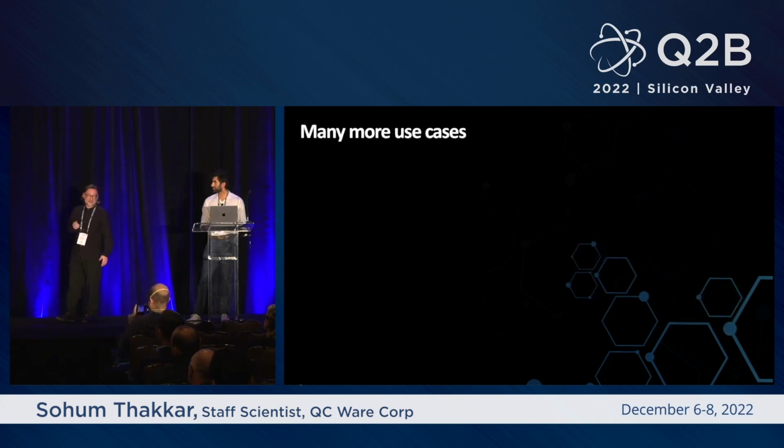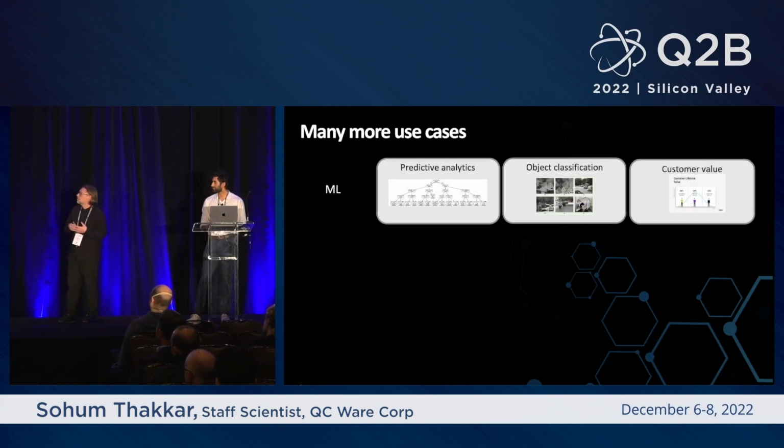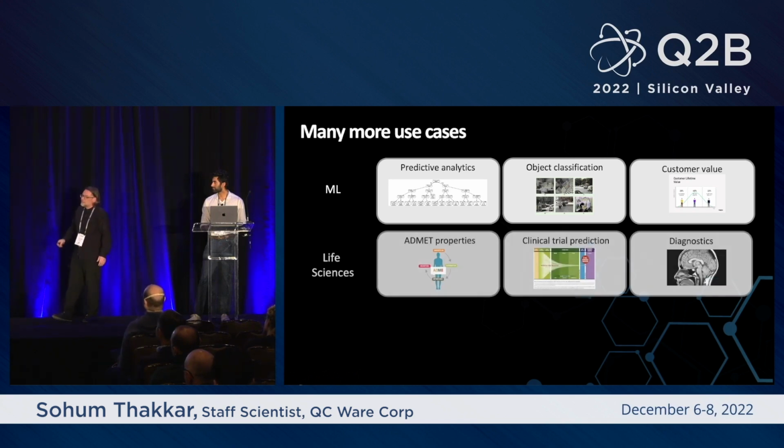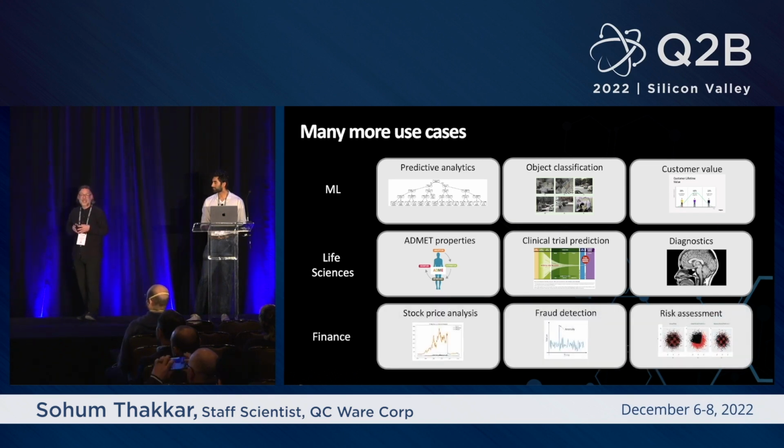There are many more use cases where we can use the same techniques. Generally, in predictive analytics, object classification, customer value prediction, and recommendations. In particular, in life sciences, we can use these techniques in drug discovery and drug development cycle for clinical trials and for diagnostics. And also in finance, for analysis of time series data like stock prices, for fraud detection, and for risk assessment.